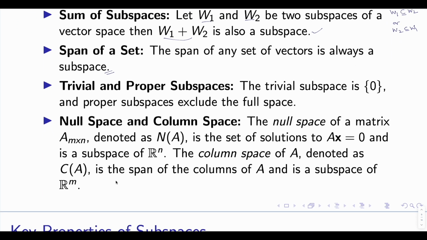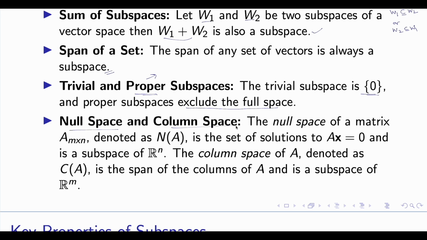Trivial and proper subspaces. The trivial subspace we have already seen, the zero subspace. A proper subspace excludes the entire full space. So these all are proper subspaces, and we are actually interested in proper ones. This is the point of interest.